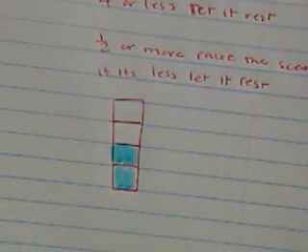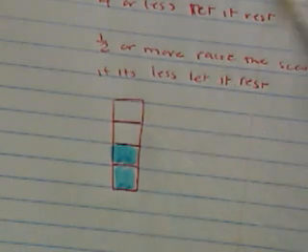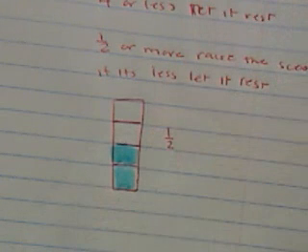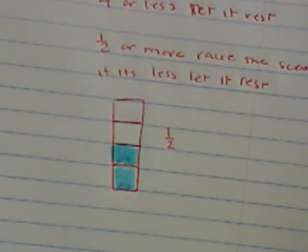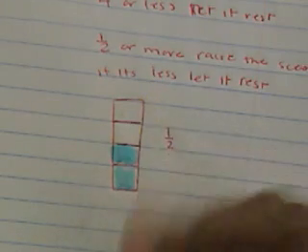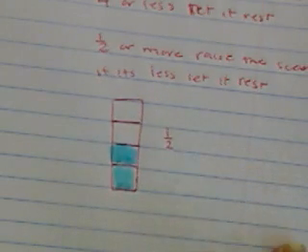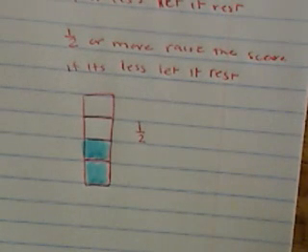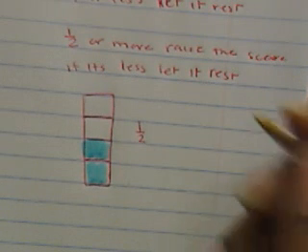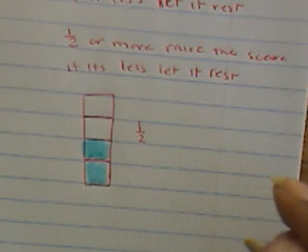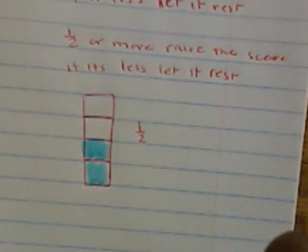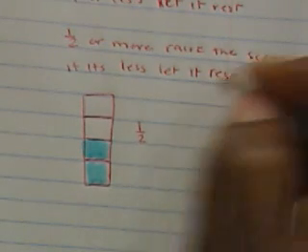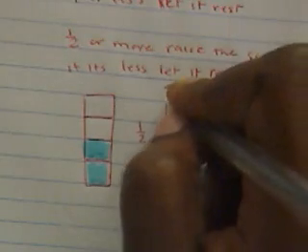So now if the rule was half or more, raise the score, what would this round up to? Would it round up to 1 whole or down to 0? Remember the little saying, half or more. Is it going to round up or down? Up. Why? Because it's half.